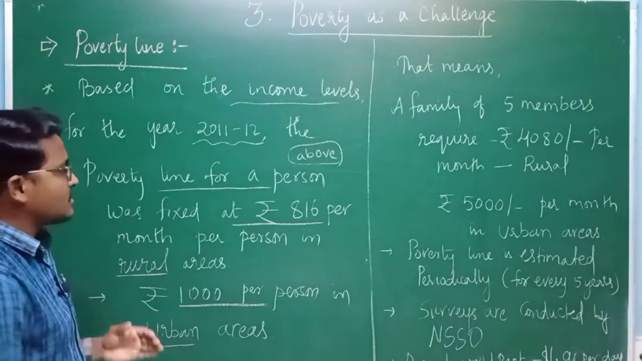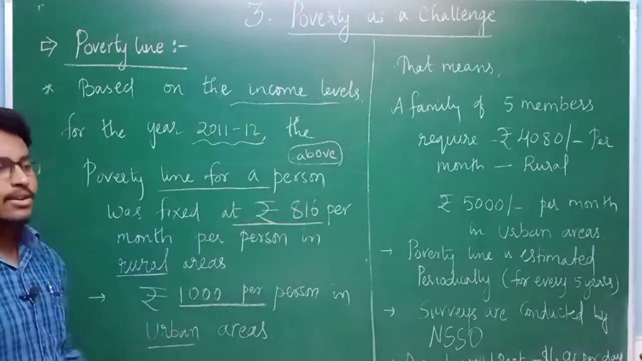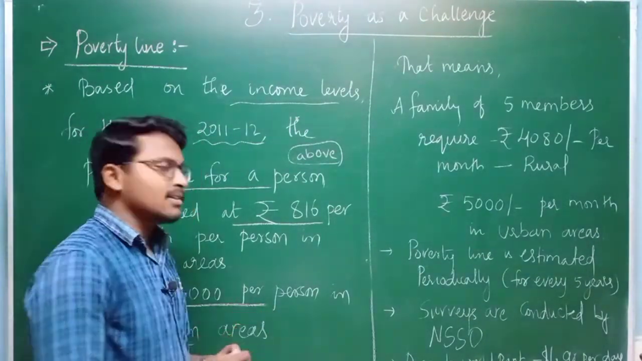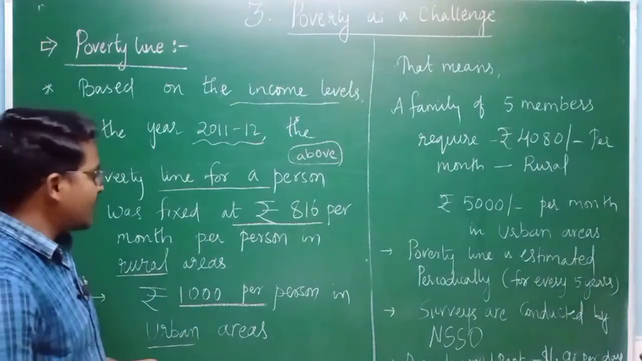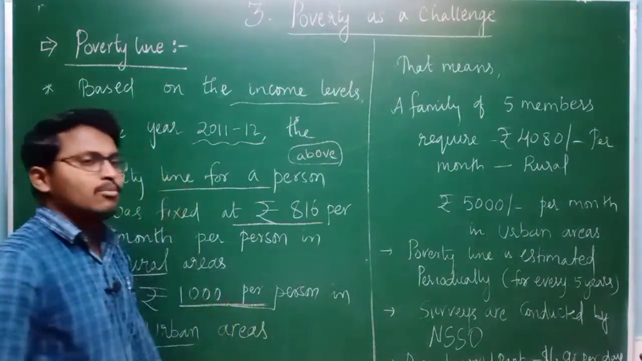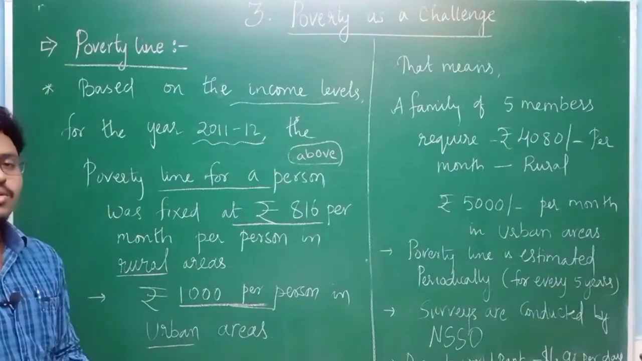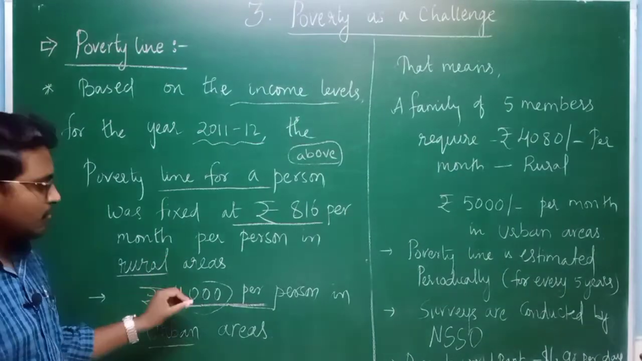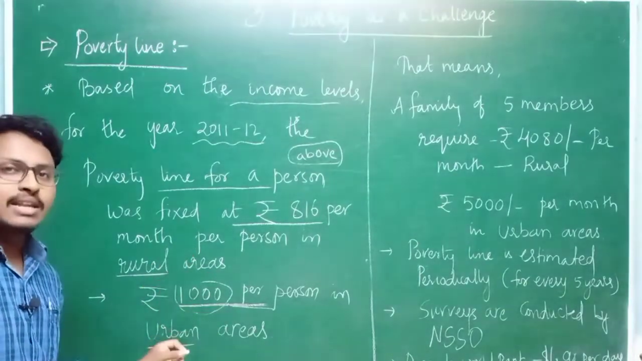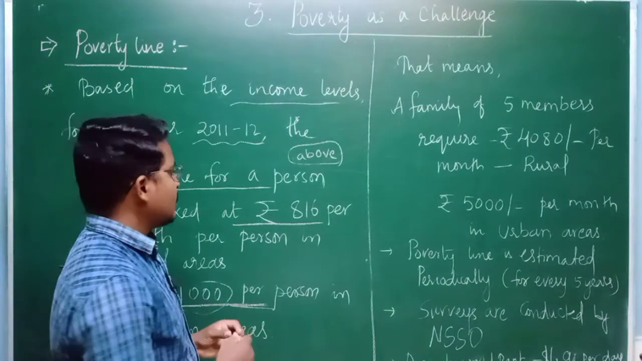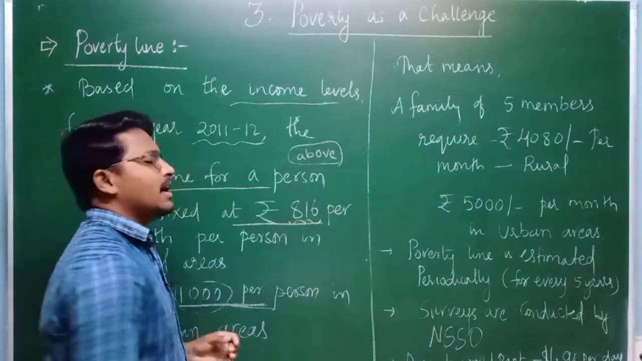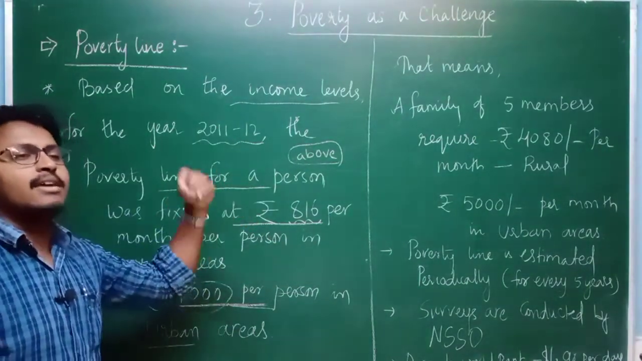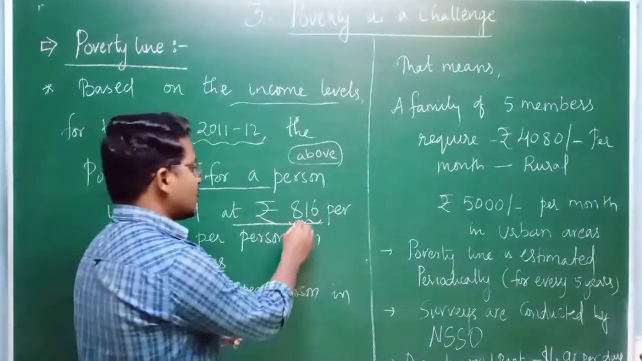So why does this difference exist? In rural areas it is only 816 rupees, while in urban areas it is 1000 rupees. The reason is that in urban areas the cost of living is much higher, so there is a greater requirement of money in urban areas. A person who does not have 1000 rupees per month in urban areas is considered below the poverty line, living under poverty, whereas in rural areas he should have at least 816 rupees per month to be considered above the poverty line, or else he will also be considered poor.